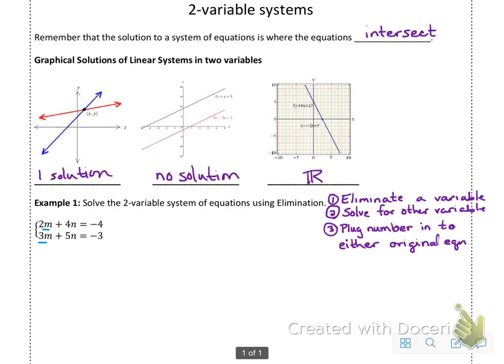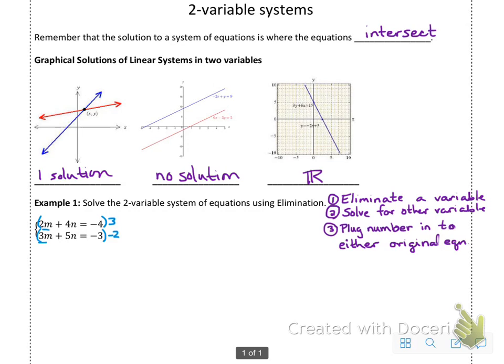Okay, we have 2m at the top and 3m at the bottom. The only way to get rid of it is to have the same coefficient, but opposite on one of them. They're not the same coefficient, so we need to make them the same. The least common multiple of 2 and 3 is 6. So we're going to multiply the top by 3. And the bottom, because we want it to be an opposite, we're going to multiply by a negative 2. And remember, whenever you do this, you're multiplying the entire equation by these numbers.